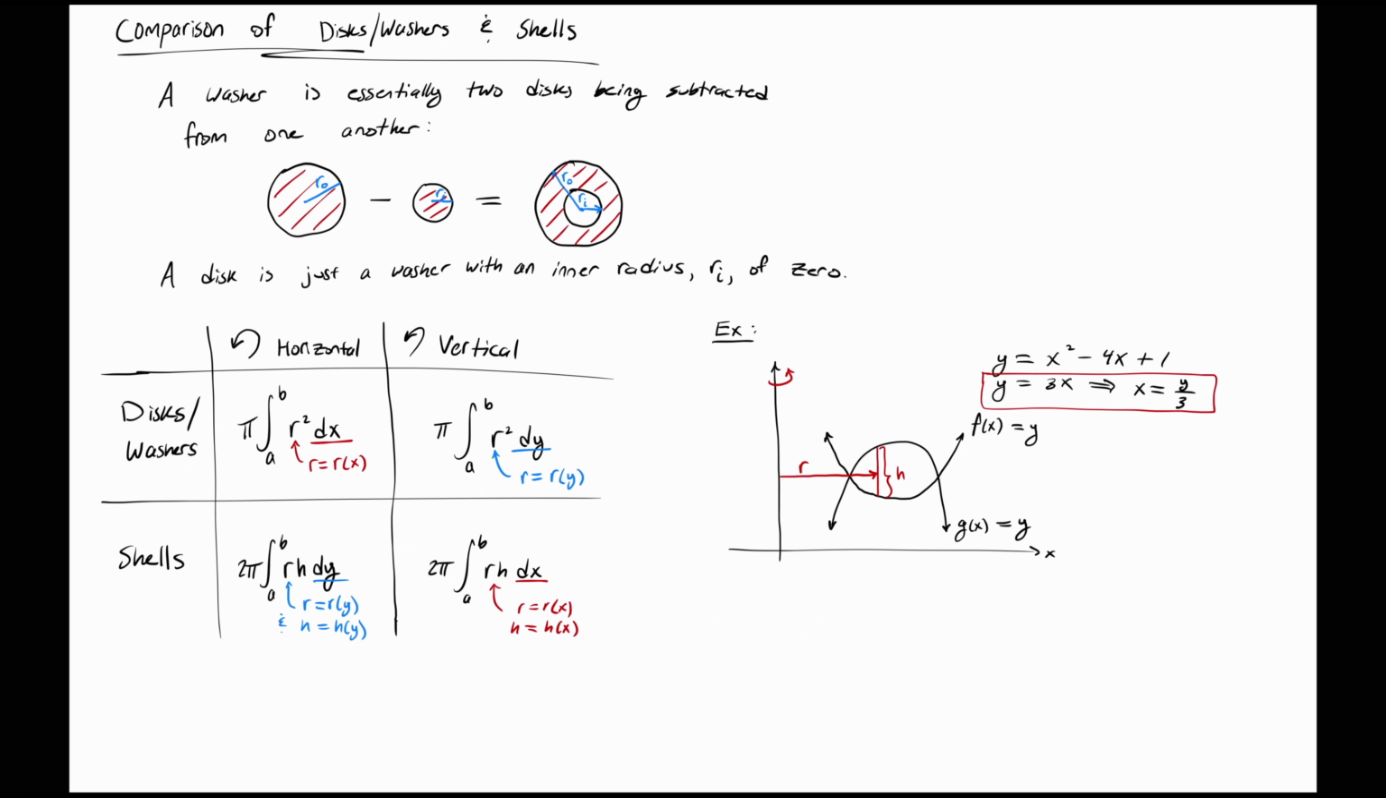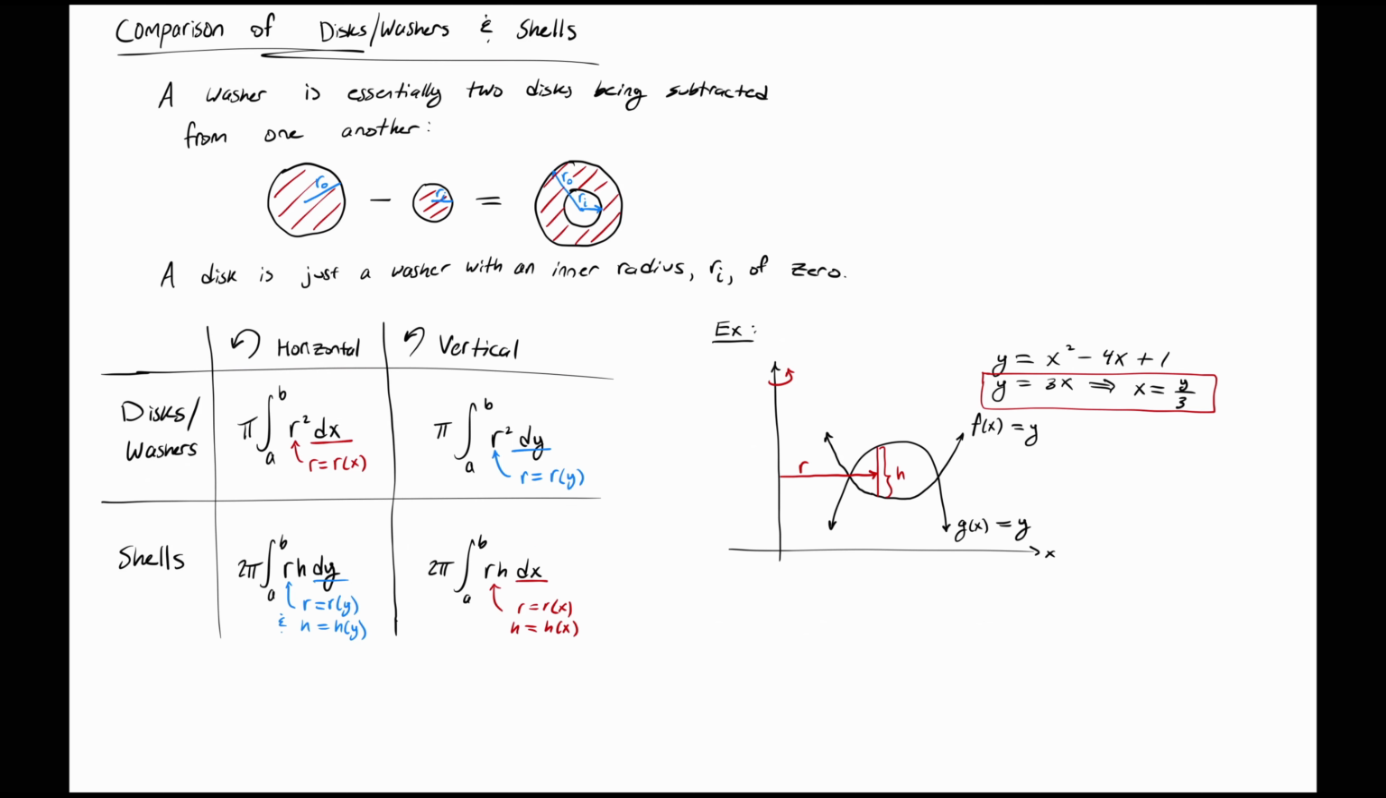So that kind of tells you either you're going to use disks and washers, and that would be the case if you are rotating about a horizontal axis. If you're rotating about a vertical axis, this would mean shells. So that kind of tells you, if you're rotating about a horizontal, then disks and washers would be it. If you're rotating about a vertical axis, then shells would be what you want to do.